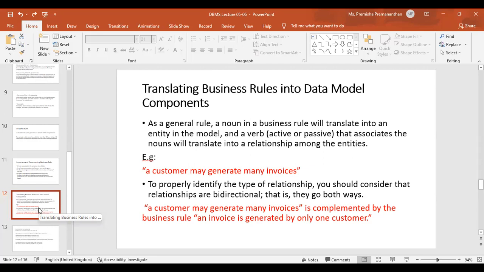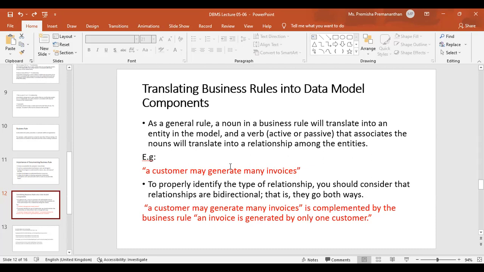So nouns in the business rule are converted into entities, and verbs in the business rule are converted into relationships. Likewise, we have some business rule conversion rules also. Here, a customer may generate many invoices. So this is a documented business rule.